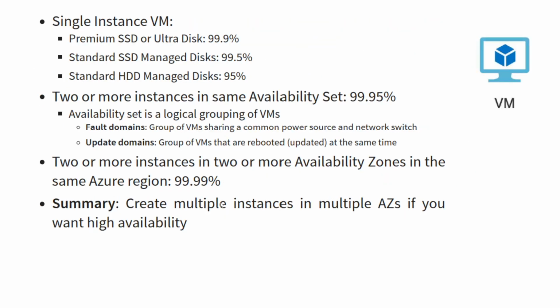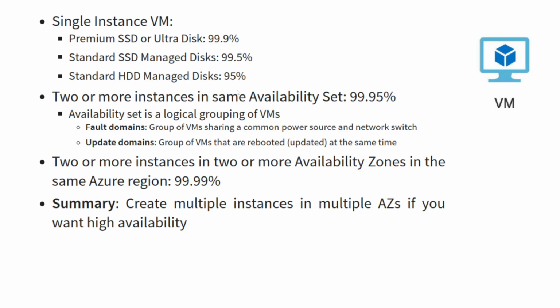This availability completely depends on what instances you are using. In Azure, based on the instance type, Azure promises the availability. For example, if you're going with the premium SSD, it provides 99.9%, and if you're going with the standard SSD, it provides 99.5%, and if you're going with the standard HDD managed disk, it provides 95%.